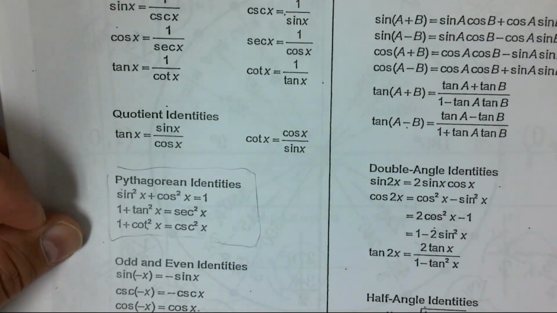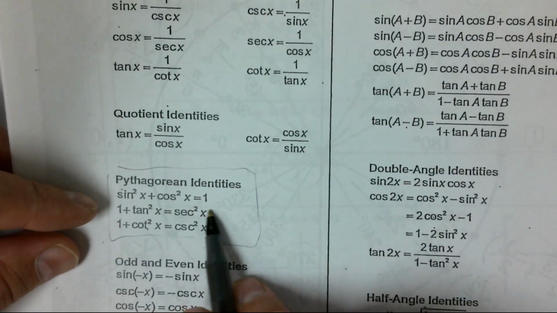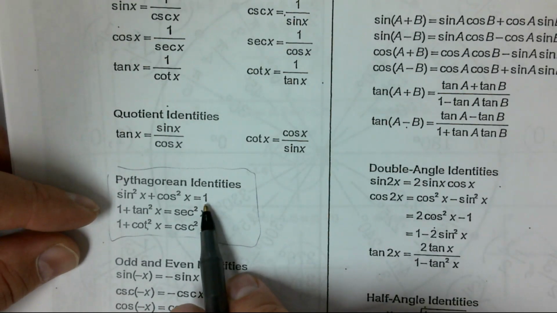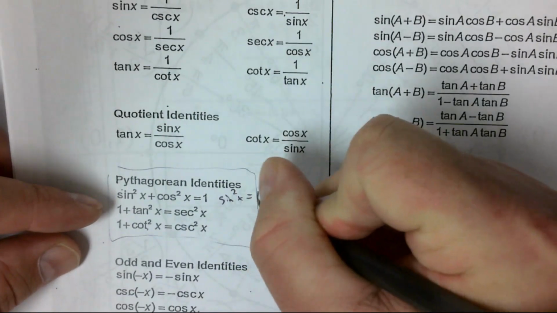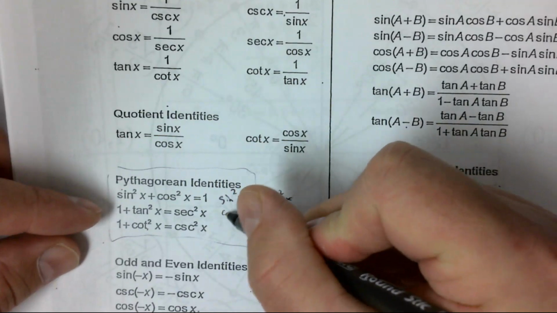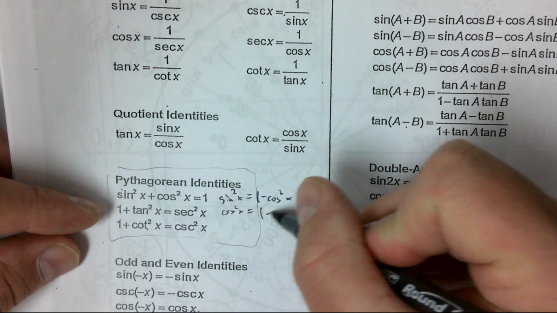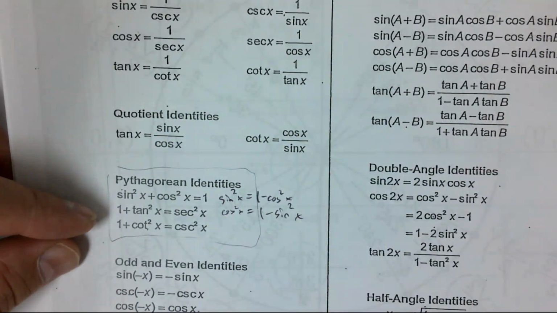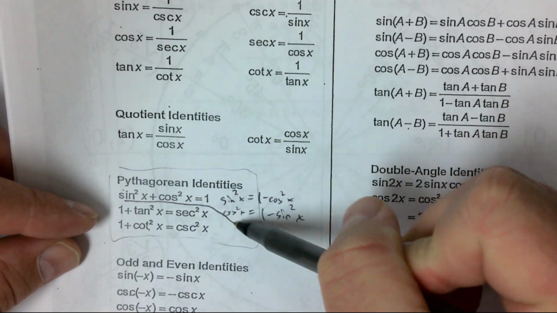Okay. Now, this is sine squared x plus cosine squared x equals 1. Now, if you were to solve for sine squared x, it'd be 1 minus cosine squared x. If you were to solve for cosine squared x, it's 1 minus sine squared x. Okay, so really this one identity really becomes 3.